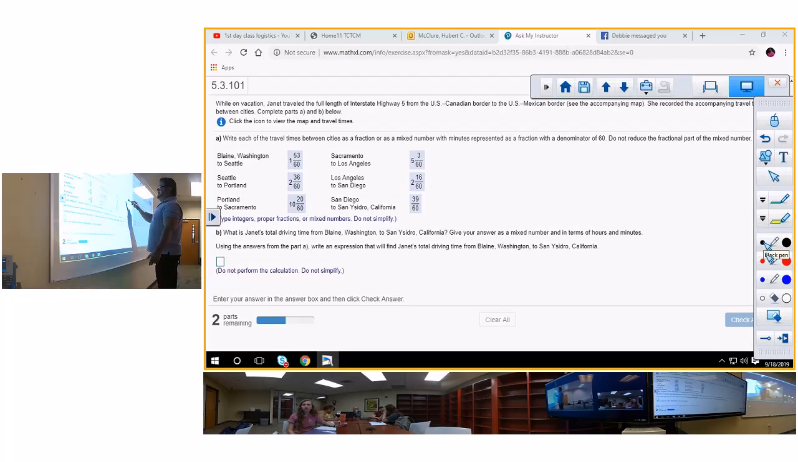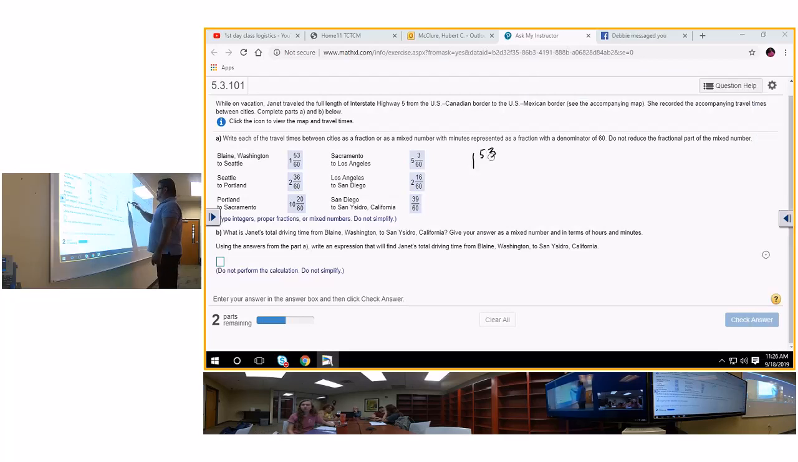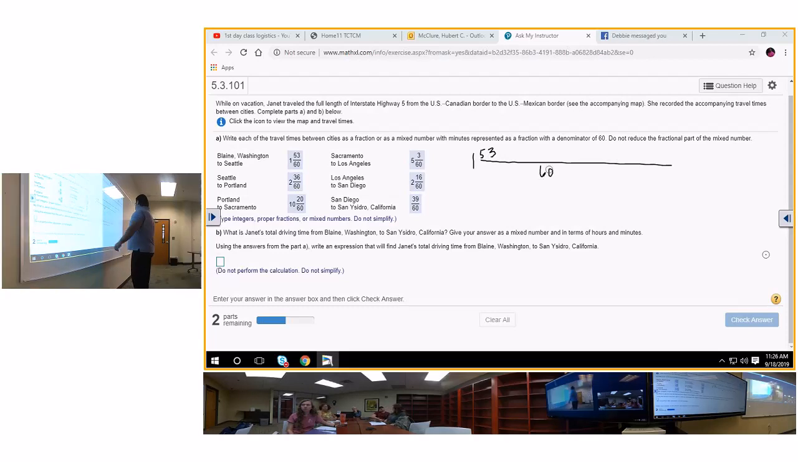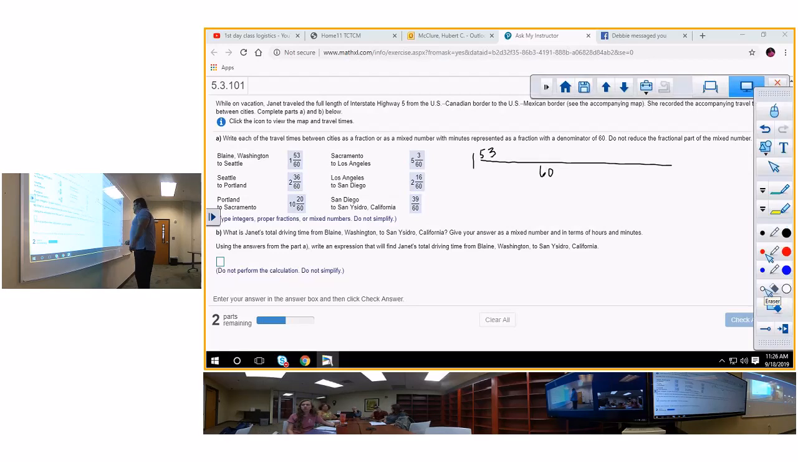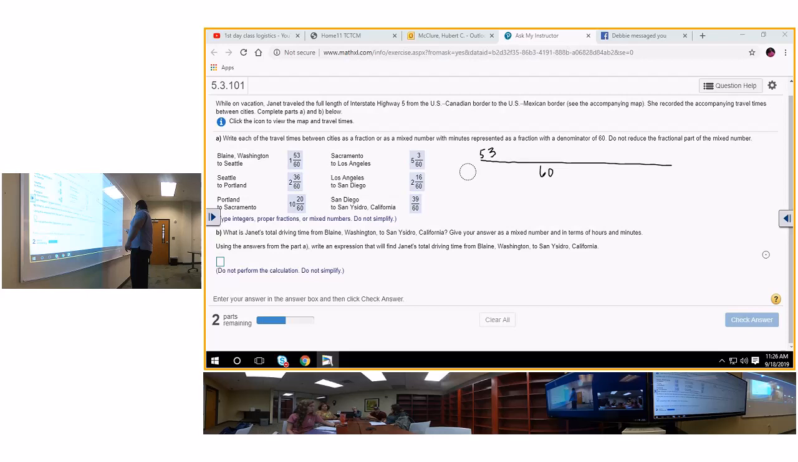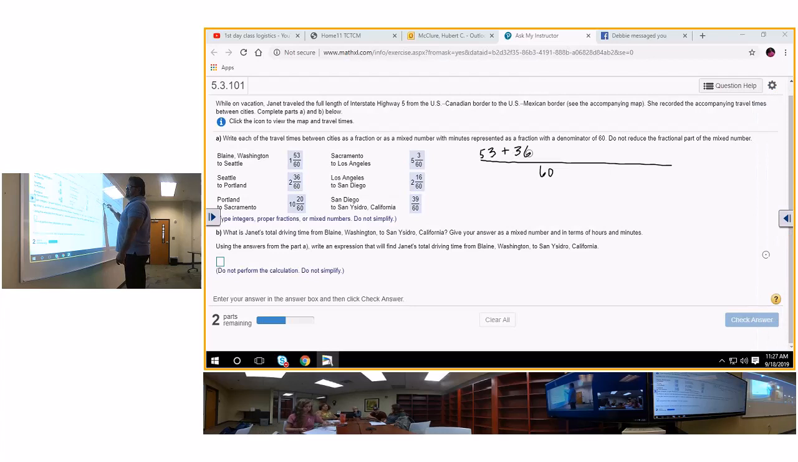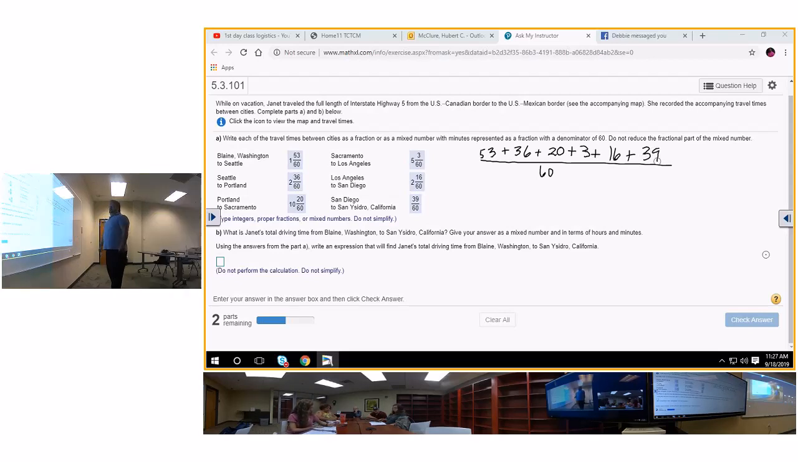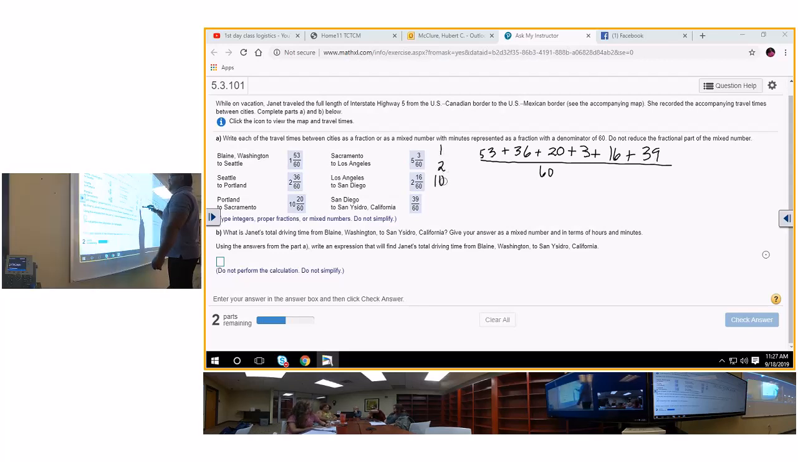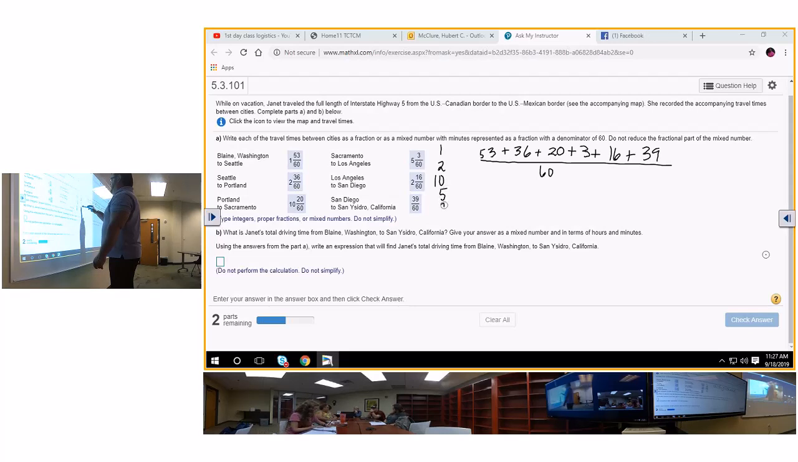So 1 and 53. I'm just going to put a big 60 here. Well, I can't do that either. I'm doing this the easy way, so I'm going to put all my fractions over here. So 53 plus 36 plus 20 plus 3 plus 16 plus 39. Everybody with me? Now, 1 plus 2 plus 10 plus 5 plus 2. Add those up, and that's your whole number.